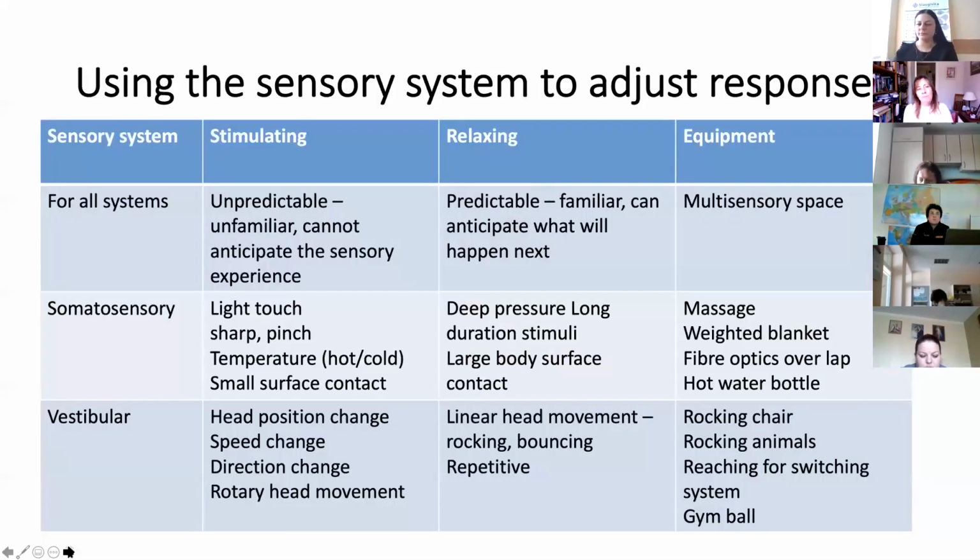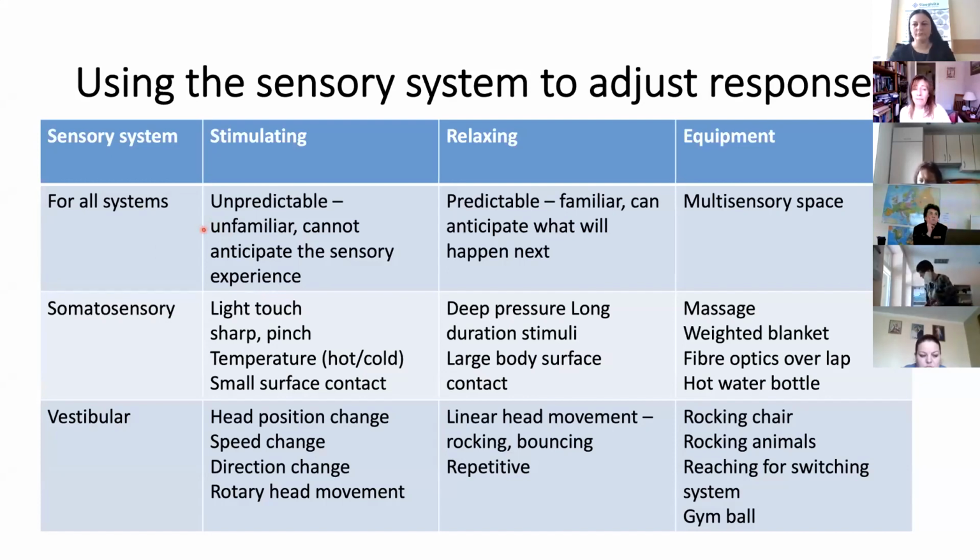So let's break this equipment down into how to stimulate and how to relax. On the left-hand side, we're going to have our sensory systems. And over the top, we've got stimulating, we've got relaxing, and then I've given some examples of the equipment. So what we do know is for all of our sensory systems, anything that is unpredictable, unfamiliar, or cannot be anticipated is going to be stimulating.